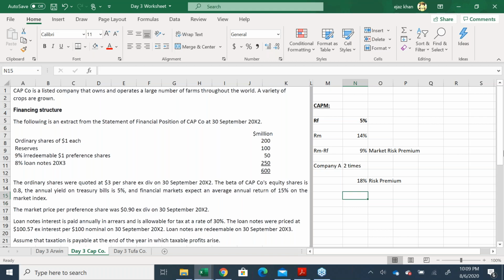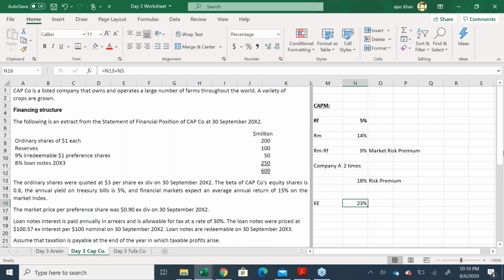So 18% is the risk premium, and to this risk premium we have to add the risk-free return, 5%, which gives 23%. This is what you will be expecting from this company, and this is, by the way, the cost of equity of this company. If you expect 23% as an investor from this company, it means the company has to pay you this 23% if they want to get investment from you. So from your perspective as an investor, it's a return. But from a company's perspective, it is a cost. The cost of equity, 23%.